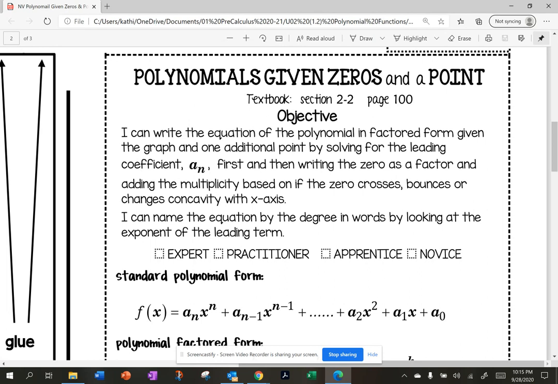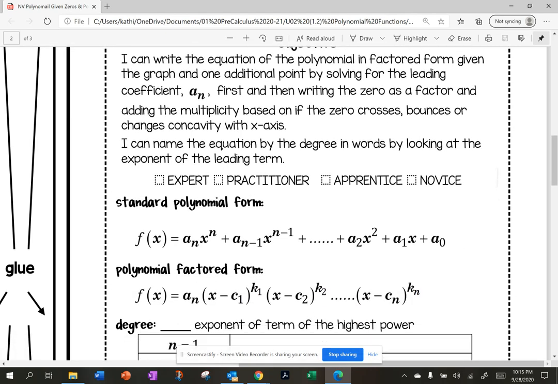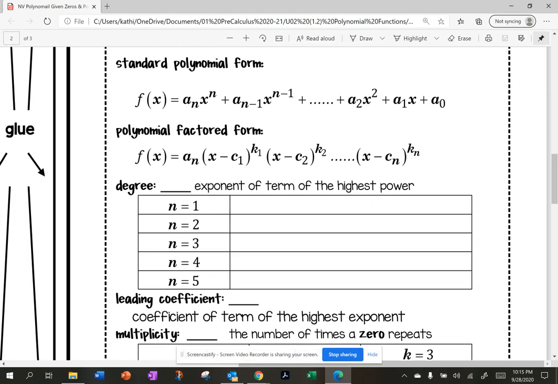So let's take a minute to evaluate where we are on this learning spectrum. I am expert all the way down to novice. Okay, yesterday we talked about standard polynomial form and factored polynomial form, and each equation gives us different information.